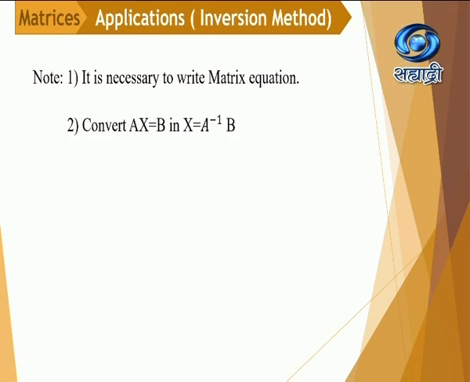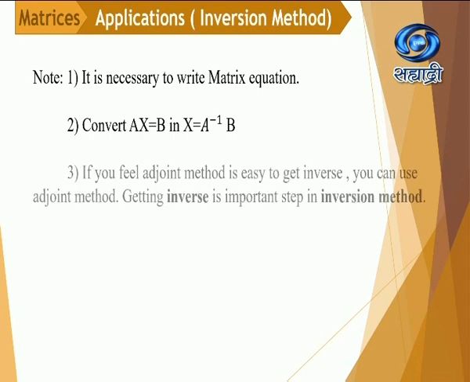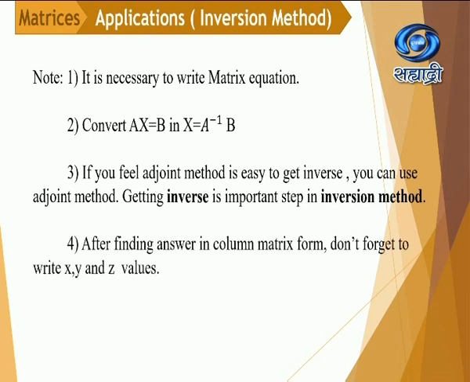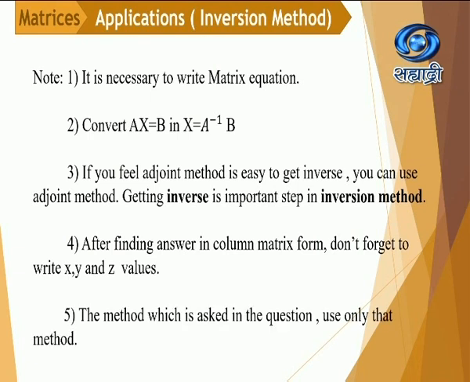Here are some important points while applying the inversion method. It is necessary to write the matrix equation, converting AX equal to B into X equal to A inverse B. If you feel the adjoint method is easy to get the inverse, you can use the adjoint method. Getting the inverse is an important step in the inversion method. After finding the answer in column matrix form, don't forget to write the x, y and z values.